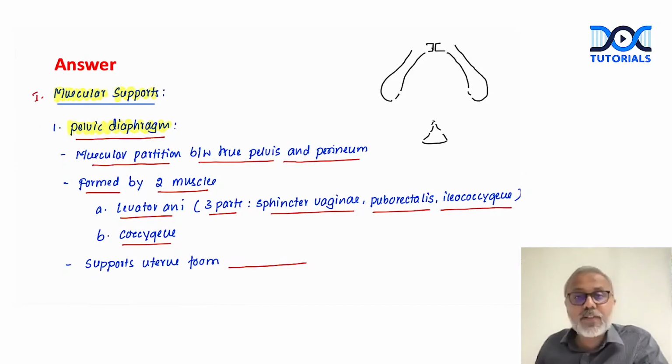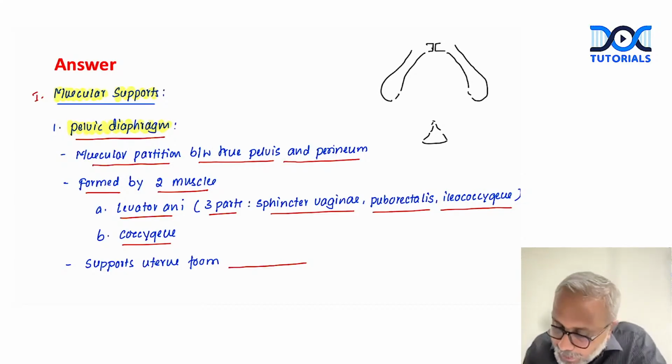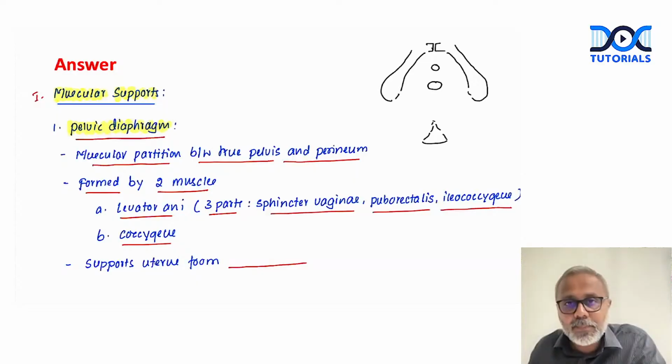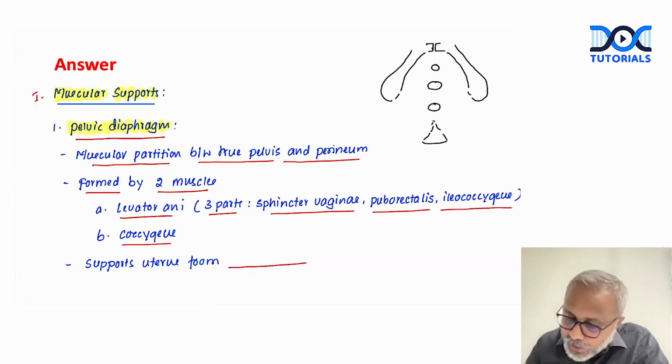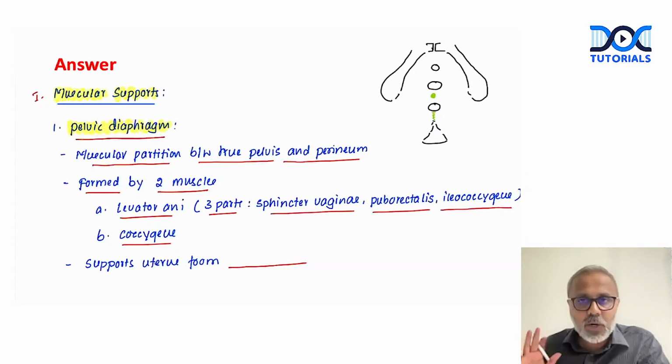Now, first write the three openings which are present in the female perineum. So anteriorly, what do we have? We have the urethra. Behind that, we have the vagina, right? Then we have the rectum and the anal canal, right? Now, in between these, what do we have? We have the perineal body and we have the anococcygeal raphe, right? With this, we have the outline of the perineum.